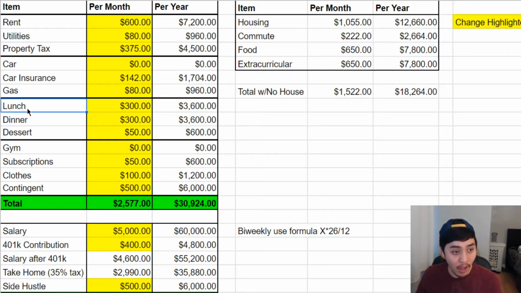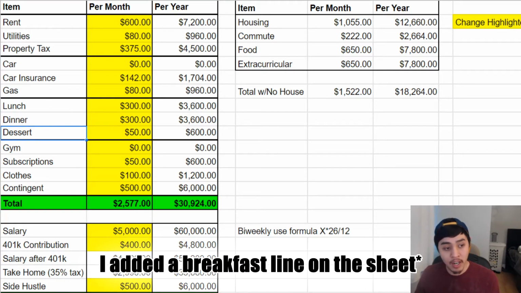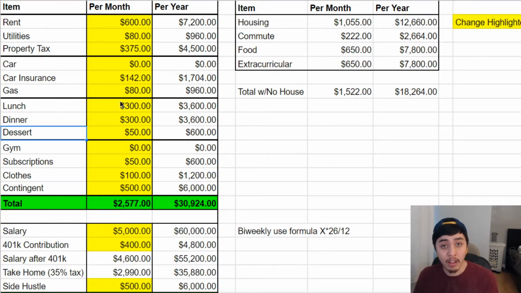Food. So I have it split up by lunch, dinner, and dessert. I don't eat breakfast, so I don't put it in here, but you can definitely just add a line for breakfast if you wanted to. The way I calculated this is that there's 30 days in a month, and I just put $10 per meal times 30, so $300. And then same thing for dinner, $300.